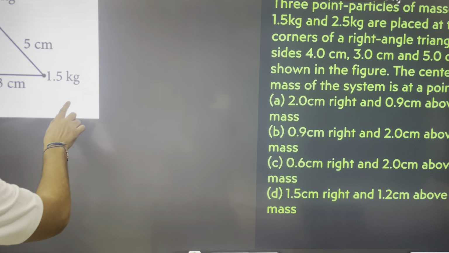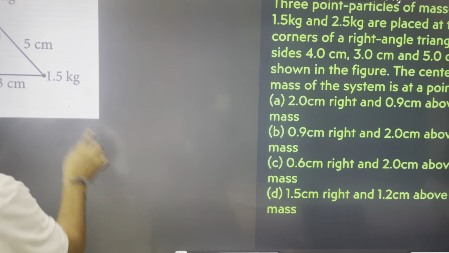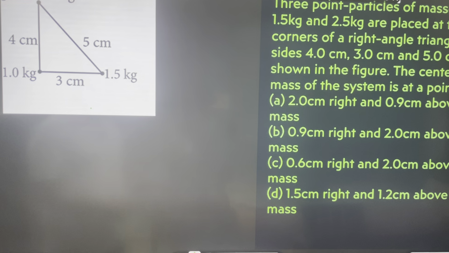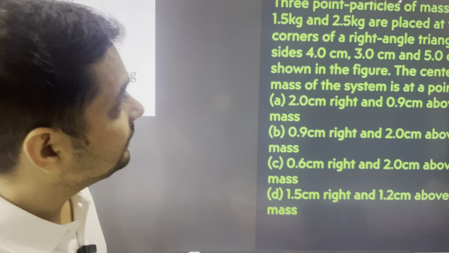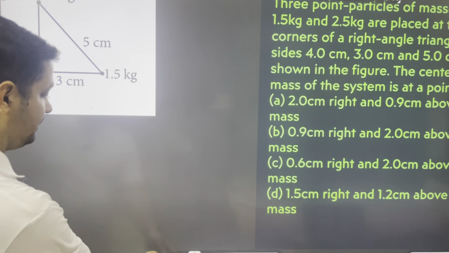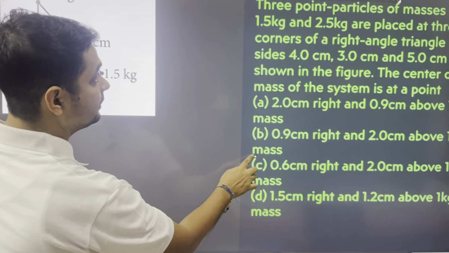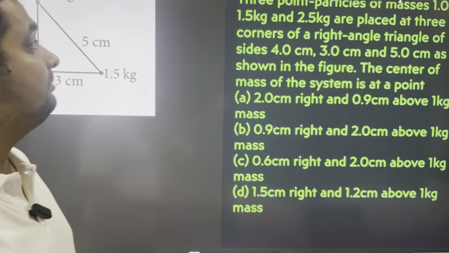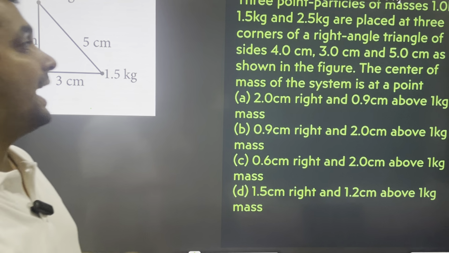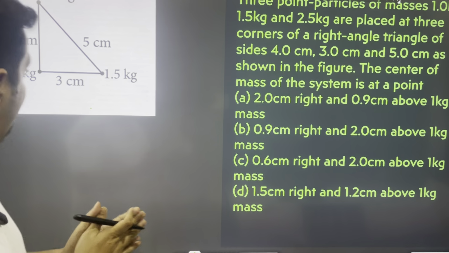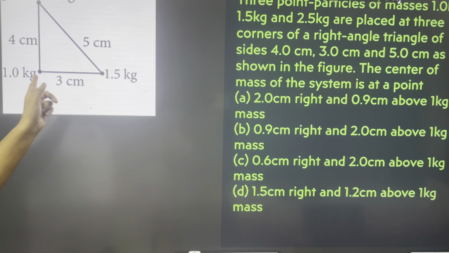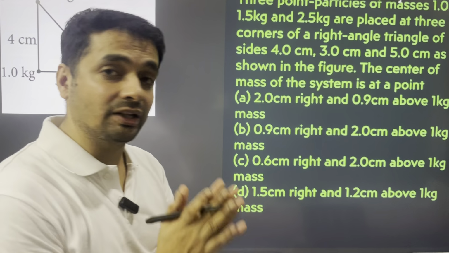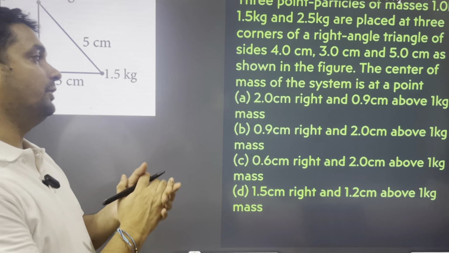Here you can see the question is: 3-point particles of masses 1 kg, 1.5 kg, 2.5 kg are placed at the three corners of a right angle triangle of sides 4 centimeter, 3 centimeter and 5 centimeter, as shown in the figure. The center of mass of the system is at which point? You have to find the center of mass.